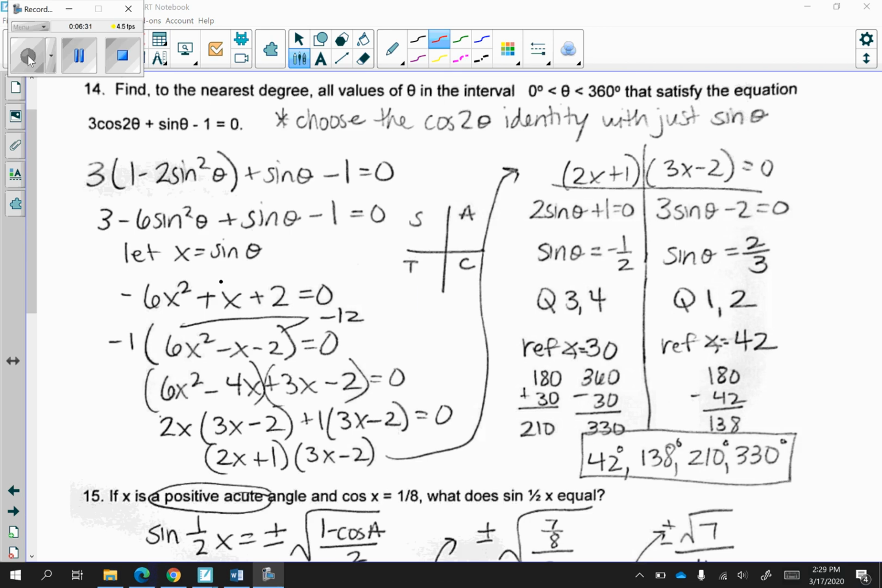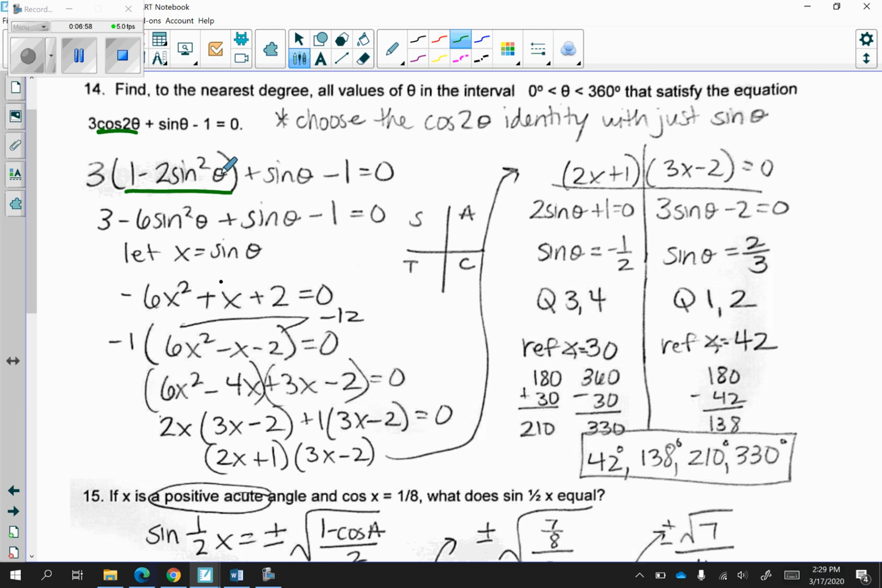In question 14, find to the nearest degree all values of theta in the interval of 0 to 360 degrees that satisfy the equation 3 cosine 2 theta plus sine of theta minus 1 is equal to 0. Now, because I see cosine of 2 theta, I look at my formula sheet, and I choose the formula that has a sine in it so I can solve in terms of sine. So I place that in with 1 minus 2 sine squared theta.